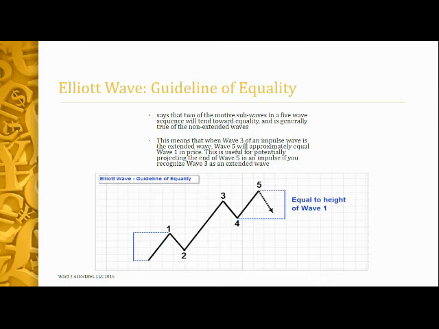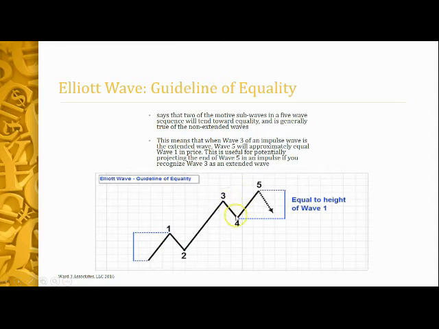This means that when wave 3 of an impulse wave is the extended wave, which it typically is, wave 5 will approximately equal wave 1 in price. This is useful for potentially projecting the end of wave 5 in an impulse if you recognize wave 3 as the extended wave. So let's say this is on the charts, guys, right?